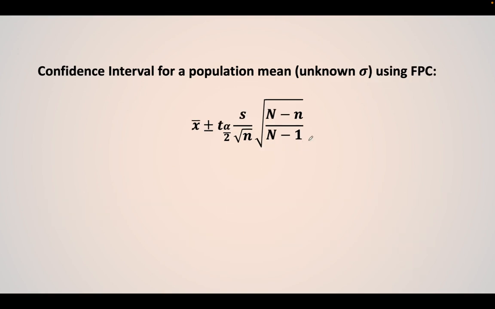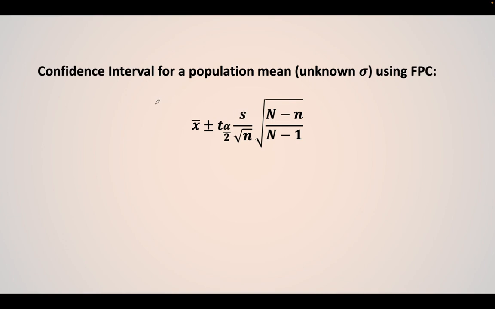What about unknown sigma? Sometimes we look for a confidence interval for a population mean. The population is a finite population. There are a limited number of items in the population. Okay, I need to adjust the confidence interval by FBC, by this factor. But because sigma, the population standard deviation, is unknown, in this case, instead of sigma, I'm going to work with S. S is the sample standard deviation.